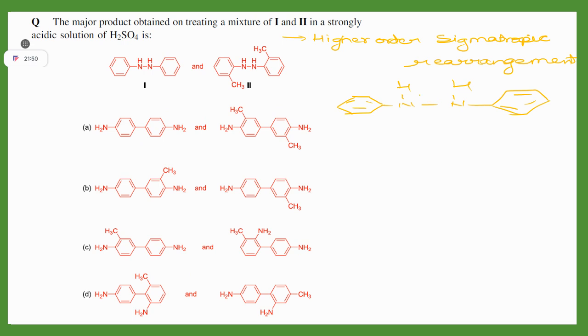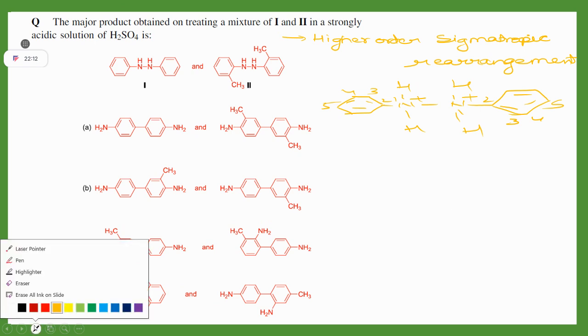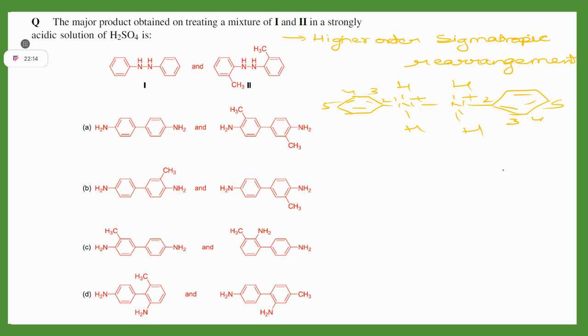So in acidic medium, what will happen? These will get protonated. Nitrogen will carry positive charge here. Yes or no? So 1, 2, 3, 4, 5. So basically here a 5 sigmatropic rearrangement is going to happen. Okay. So how can you draw it? Just we can go from there.